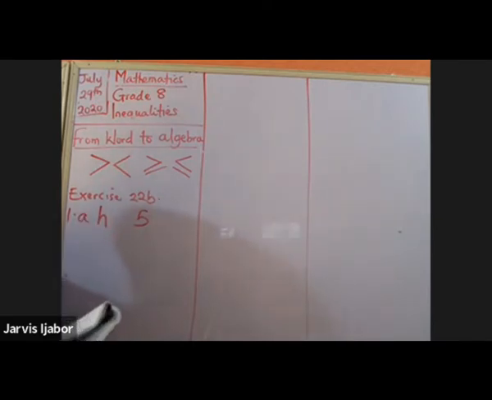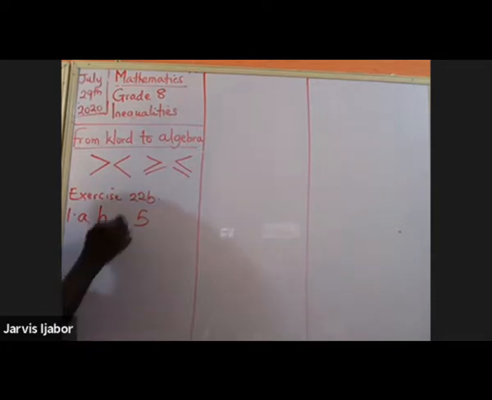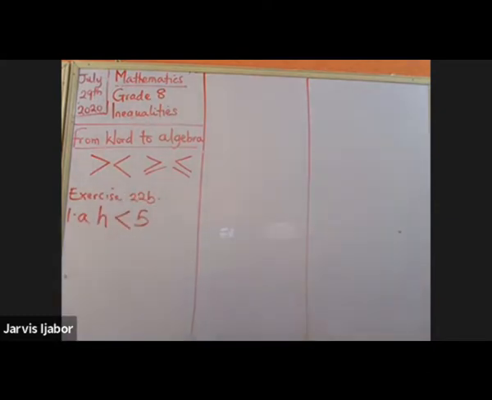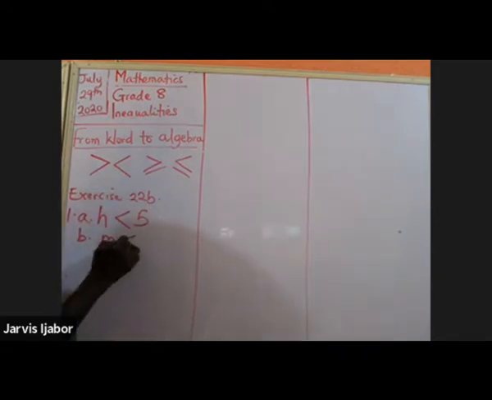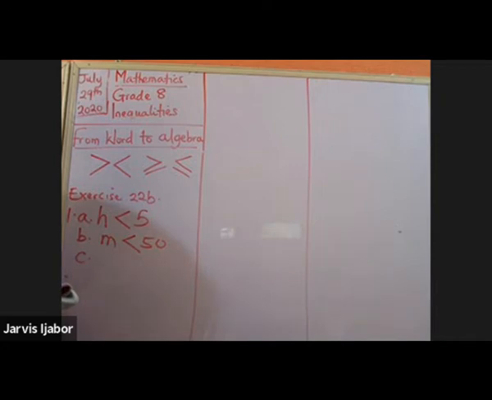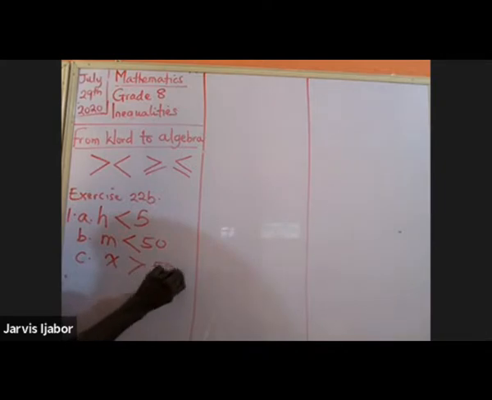The height of the building H is less than 5. It's less than 5. It means that 5 is bigger than H, or H is less than 5. So less than 5 means this is the symbol we are expected to use. Now number B, the mass of a student M is less than 50. C, the cost of food X was over 500, greater than 500.